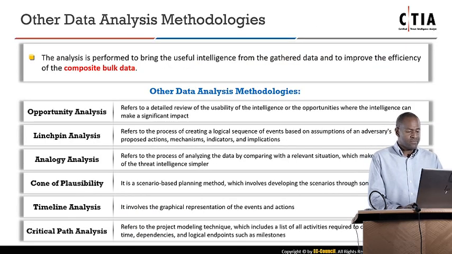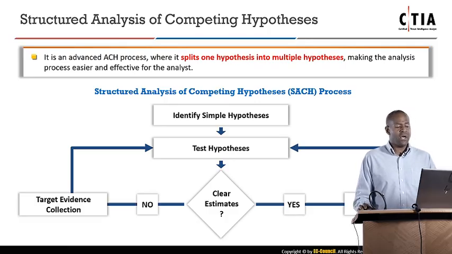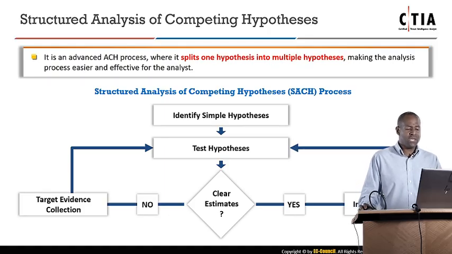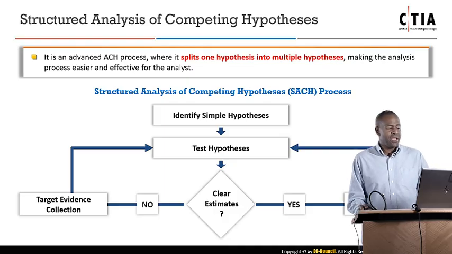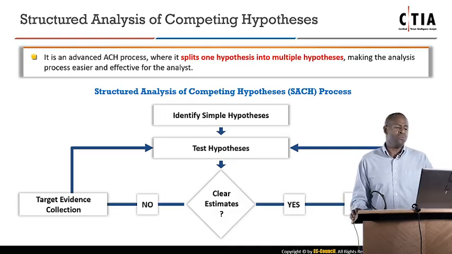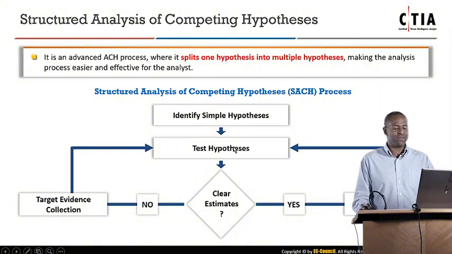All right, so next we look at structured analysis of competing hypotheses, taking those competing hypotheses and using the structured analysis of competing hypotheses process. What it does is help split a hypothesis into multiple hypotheses, making them smaller and easier to handle, and helping the analysis be more effective for the analyst. So here we go. We start with identifying a simple hypothesis, then we test it. All right, got it. Good. We're testing the simple hypothesis.